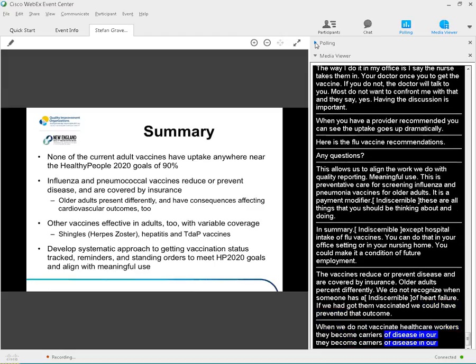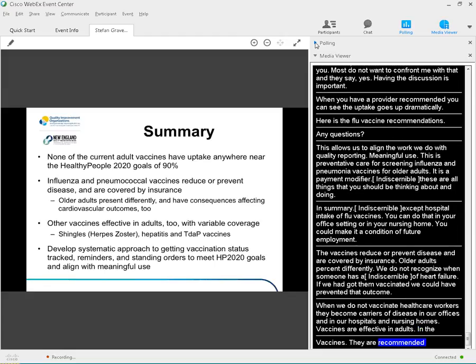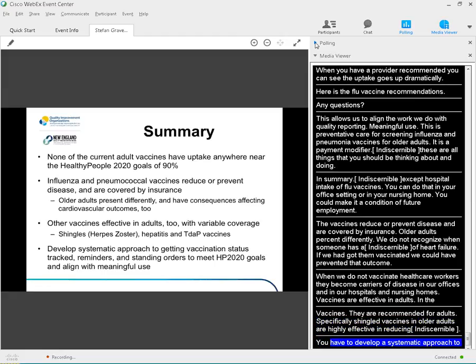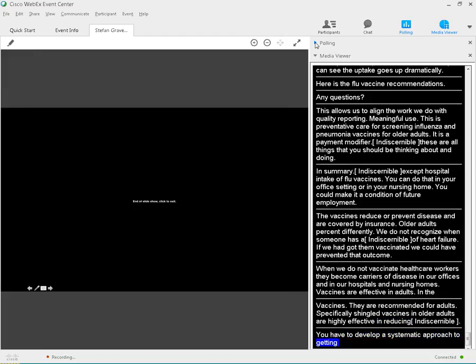Vaccines are effective in adults too, with variable coverage. Hepatitis and Tdap vaccine, all of those are also recommended for adults, and specifically shingles vaccines in older adults, highly effective in reducing postherpetic neuralgia. So we have to develop a systematic approach to getting vaccination status tracked, reminders and standing orders to meet the Healthy People 2020 goals, and align with meaningful use. That's the end of our webinar, and I'm now open for questions.